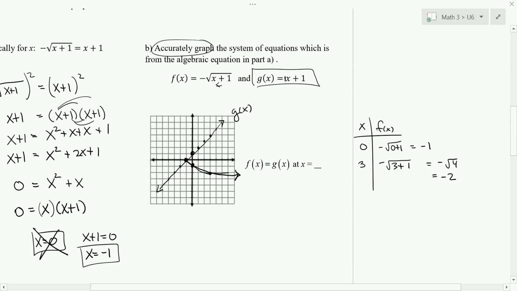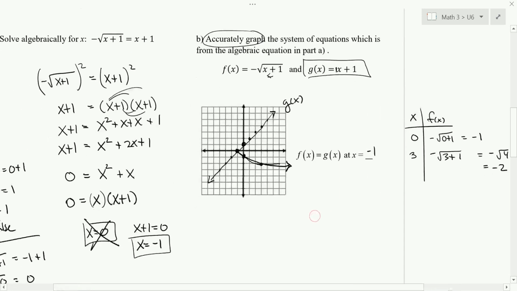Okay. And so both of them intersect at x equals -1 from my graph. And if I check over here, x equals -1 is also a solution. Also, it gives some reason for why we should throw out x equals 0. Because these graphs are not crossing when x is 0, right? They're only crossing one time.